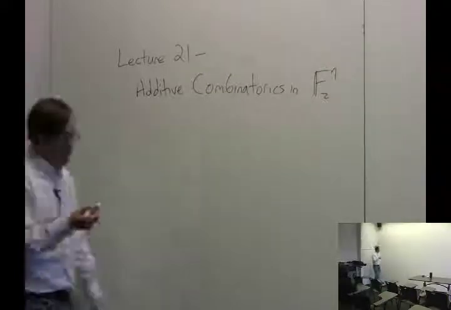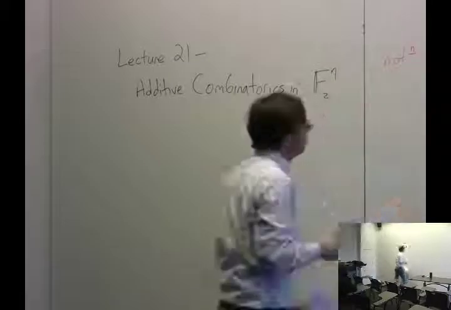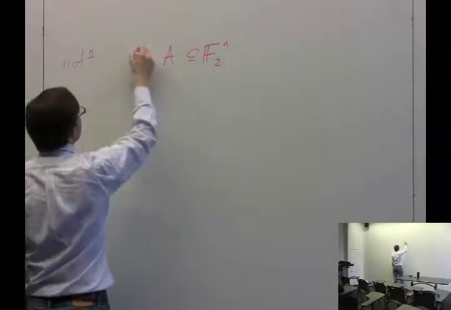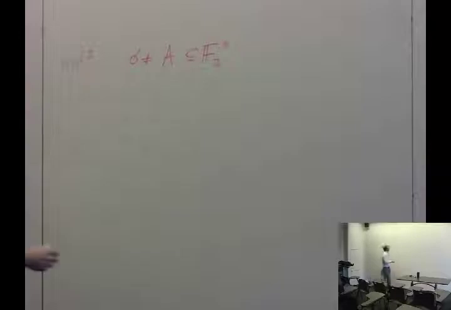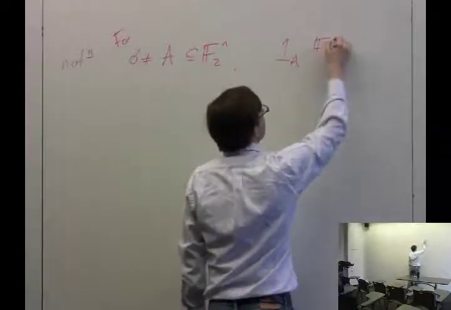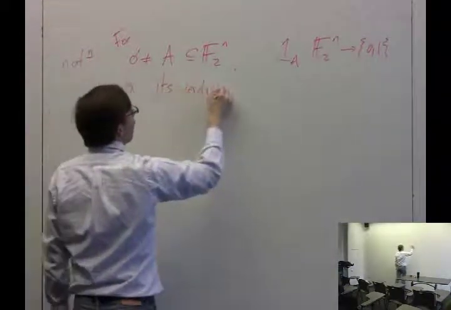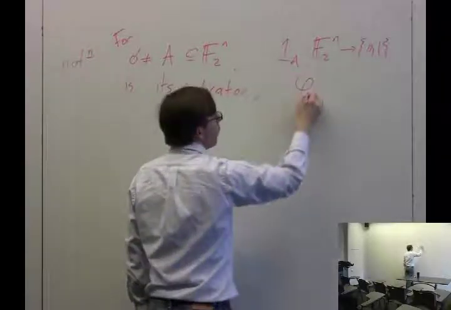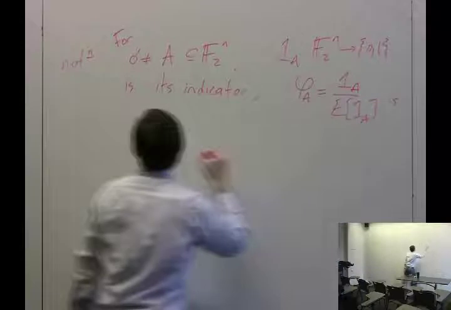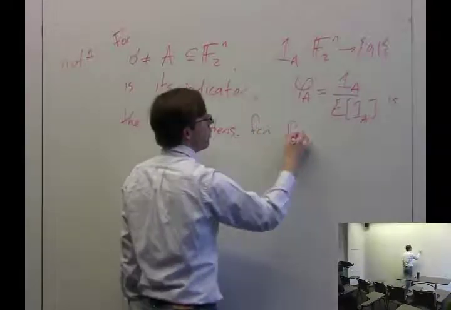OK, so let's talk a little bit about this notion of approximate subgroups. I'm going to introduce some notation that's useful in this area. We'll often be talking about subsets of the vector space F2 to the n, and usually, to avoid some trivialities, we'll make sure they're not empty. For such subsets, we'll often use the notation 1_A, the function which is the indicator of the set. And even better, I like phi_A, which we've seen before from the homework, the probability density function for the uniform distribution on A.